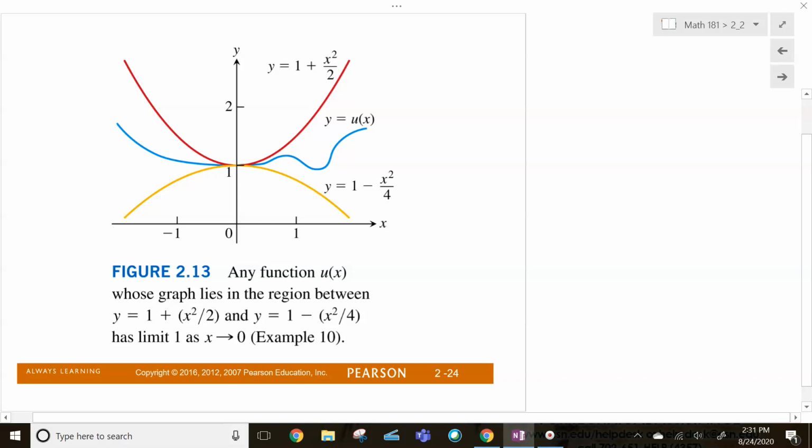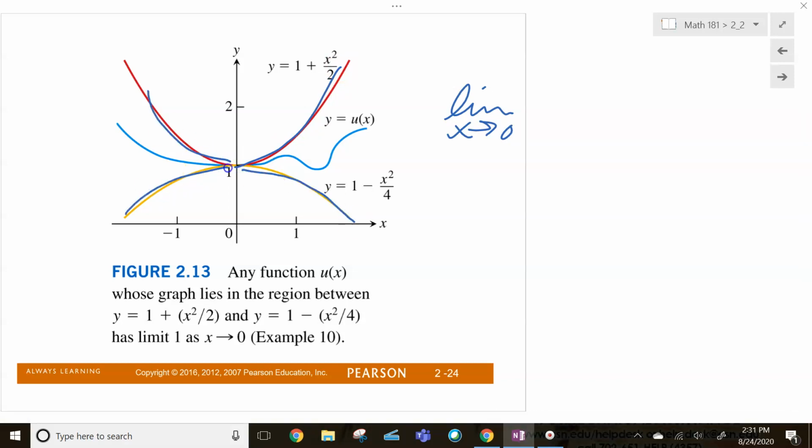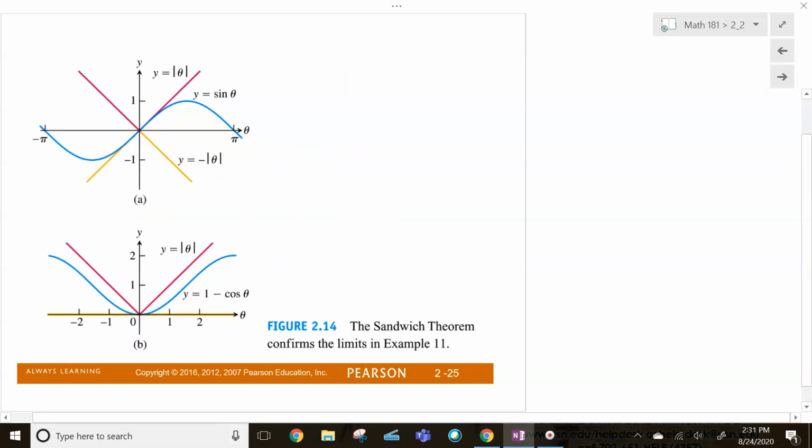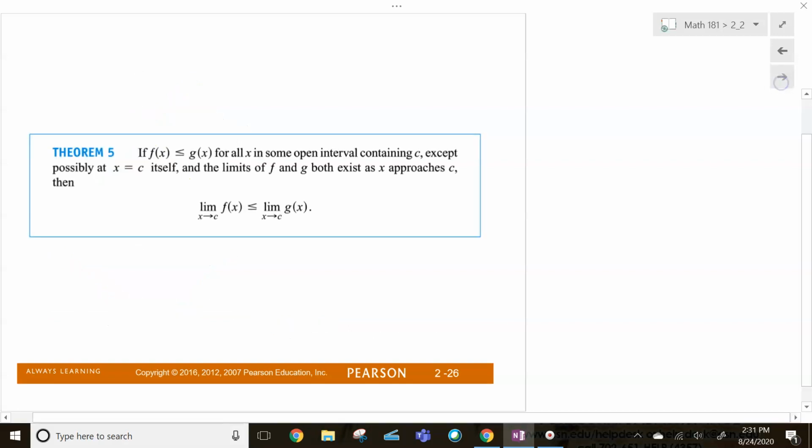The limit of the red one as we approach 0 is 1, from both sides. The yellow one, the limit is 1. So the blue one that's squeezed between them, the limit of u of x, must also be 1, right? Just some more looks at that sandwich theorem. And then finally, if the functional values of f are always below g, then the limit as x approaches c of f of x will always be less than or equal to the limit as x approaches c of g of x.